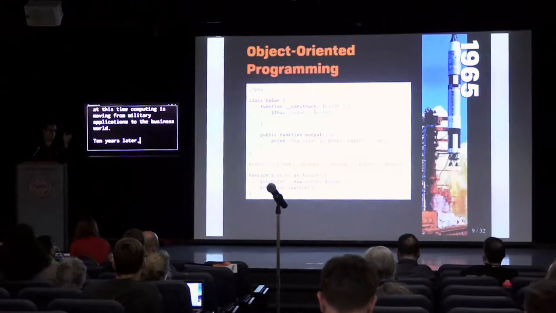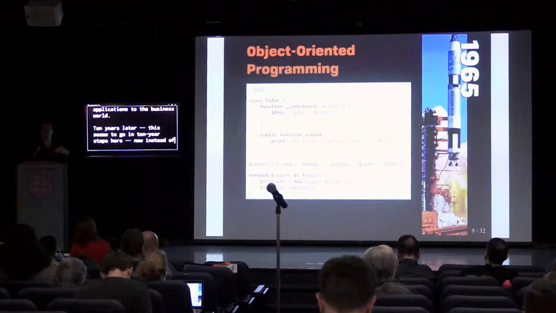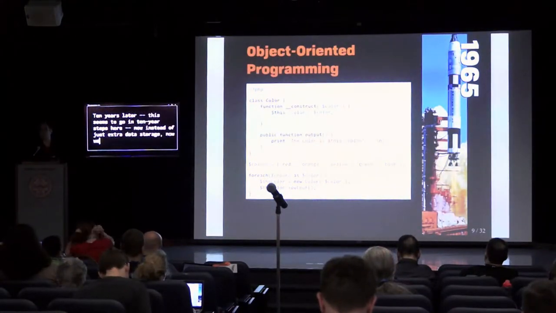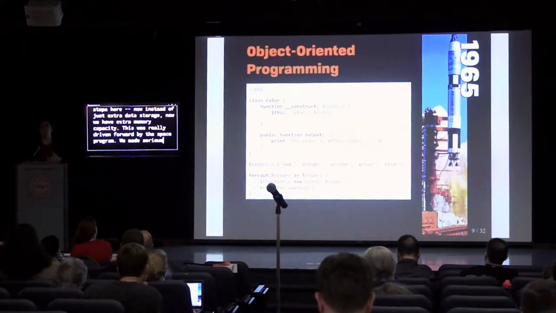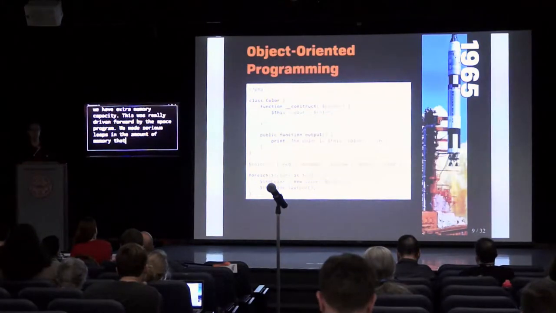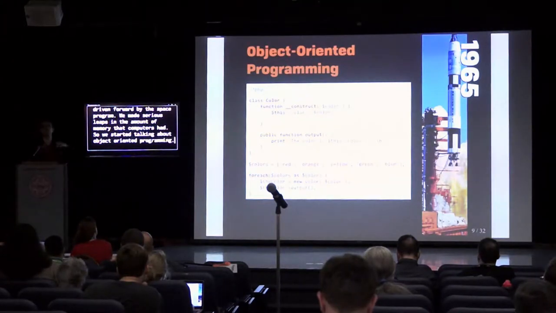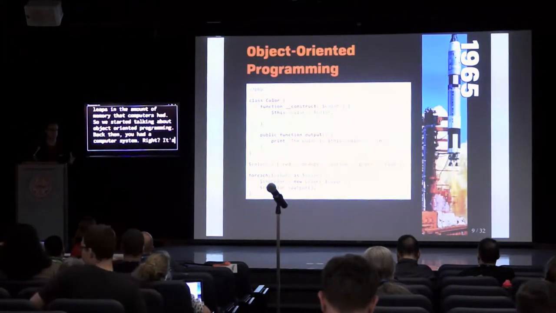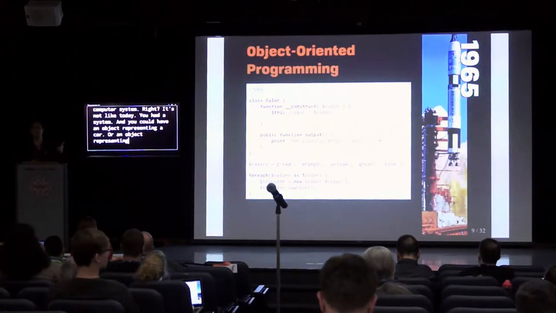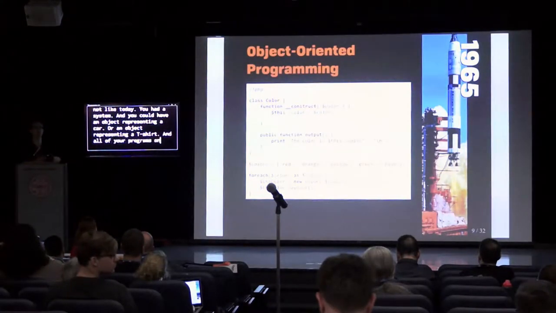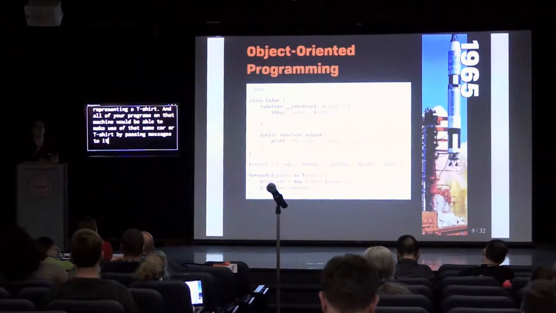10 years later, this seems to go in 10-year steps here. Now, instead of just extra data storage, we have extra memory capacity. This was really driven forward by the space program. We made serious leaps in the amount of memory that computers had. So we started talking about object-oriented programming. Back then, you had a computer system, right? It's not like today. You had a system, and you could have an object representing a car or an object representing a t-shirt, and all of your programs on that machine would be able to make use of that same car or t-shirt by passing messages to it and getting responses back.